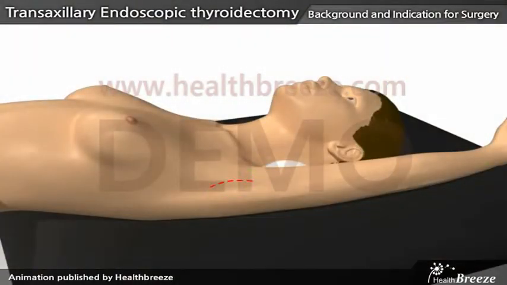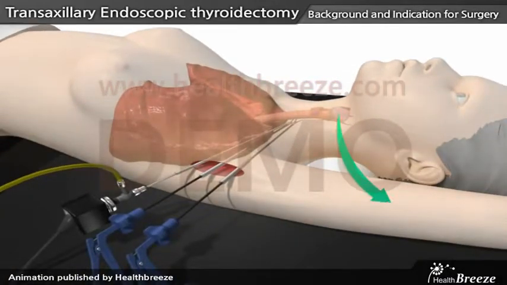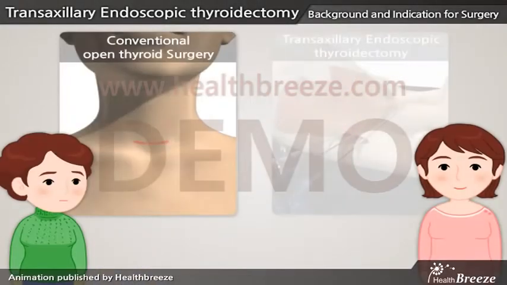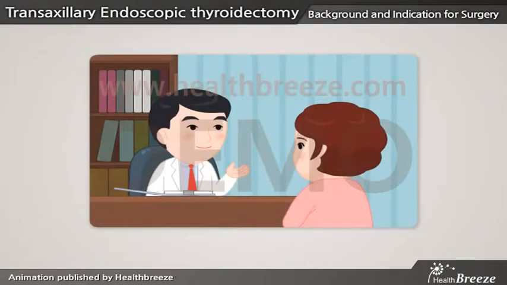Transaxillary endoscopic thyroidectomy is a hidden scar operation, where an incision is made along the armpit skin fold for an endoscopic operation. Compared to the conventional open thyroid surgeries, transaxillary endoscopic surgery leaves no neck scars, conferring great cosmetic benefit. Please talk to your doctor if you qualify for transaxillary endoscopic thyroidectomy.